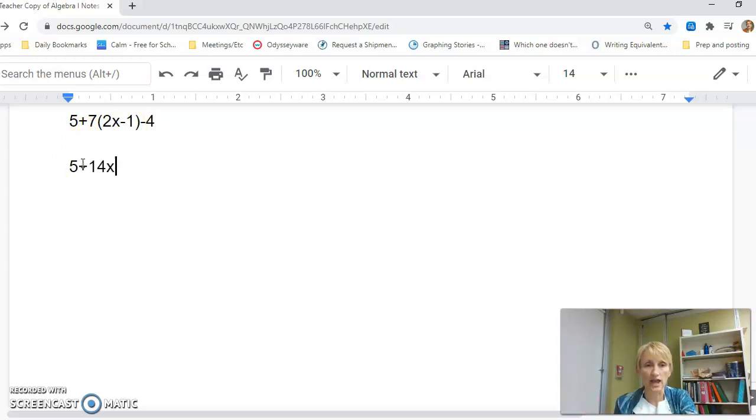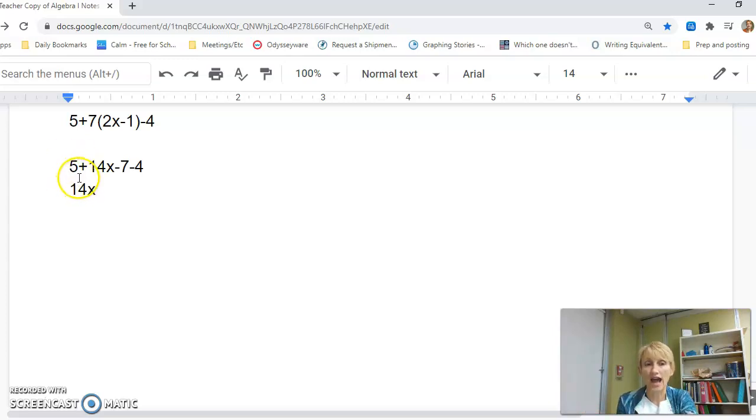So I get 14x minus 7. And then that negative 4, he's still out there waiting his turn too. So now I've gotten rid of the parentheses using distributive property. Now we're ready to combine like terms. So there's only one term that has an x. So it's still just 14x. It could be written first or second.